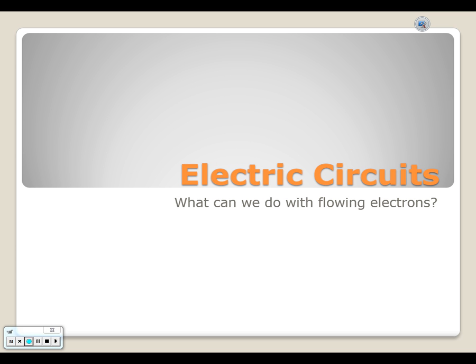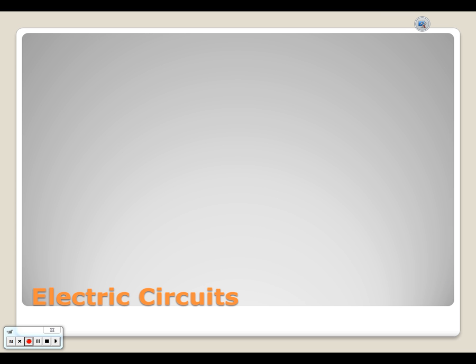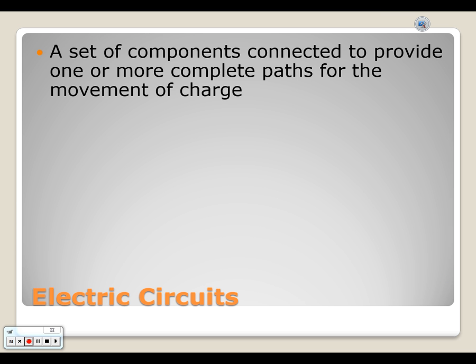Over the next couple of days, we will look at how these 3 factors interact with each other so we can get these charges to do what we want them to do. And we get them to do what we want them to do through something called an electric circuit: a set of components connected to provide one or more complete paths for the movement of charge.